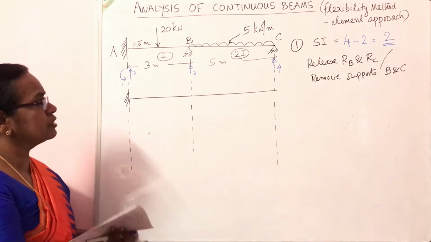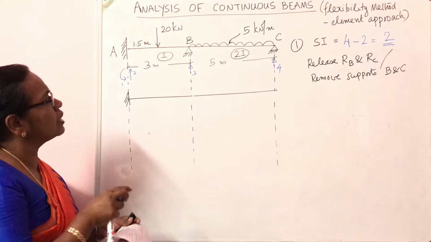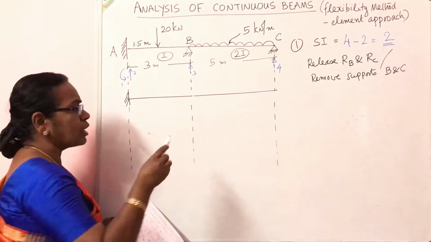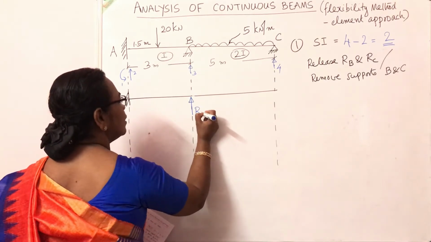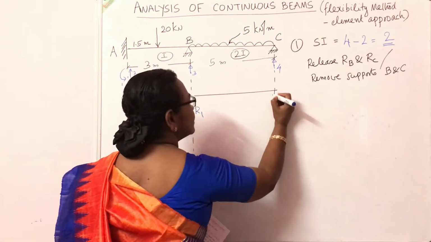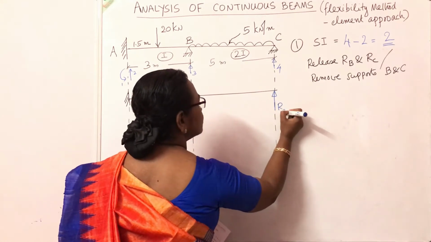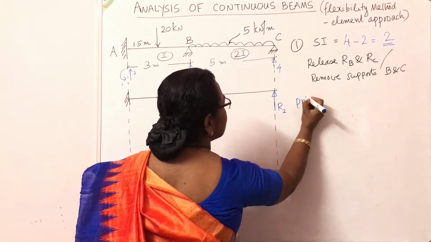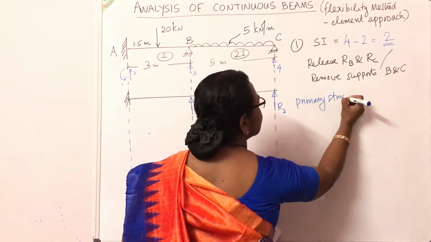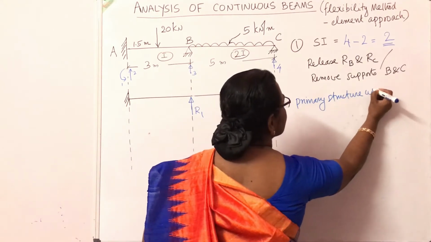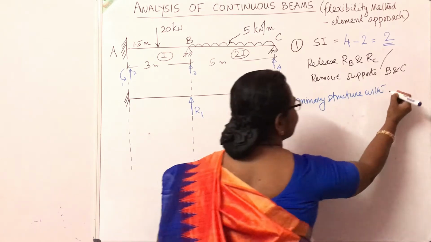Now I will mark the redundant forces. Instead of RB, RC, I will be giving the names 1, 2. So I am going to mark this as R1, the redundant here as R2. So this is the primary structure with redundants.